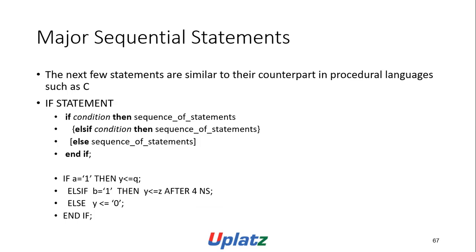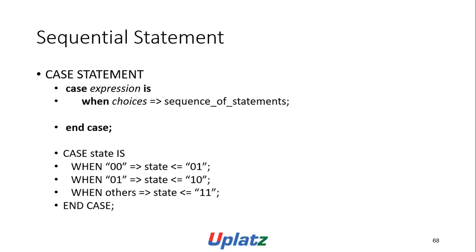Major sequential statements. The next few statements are similar to their counterparts in a procedural language such as C. If statement: if condition then sequence of statements, elsif condition then sequence of statements, else sequence of statements, end if. For example: if A = 1 then Y <= Q; elsif B = 1 then Y <= Z after 4 nanoseconds; else Y <= 0; end if. Case statement: case expression is when choices, sequence of statements, end case. For example: case state is when 00, state <= 01; when 01, state <= 10; when others, state <= 11; end case.